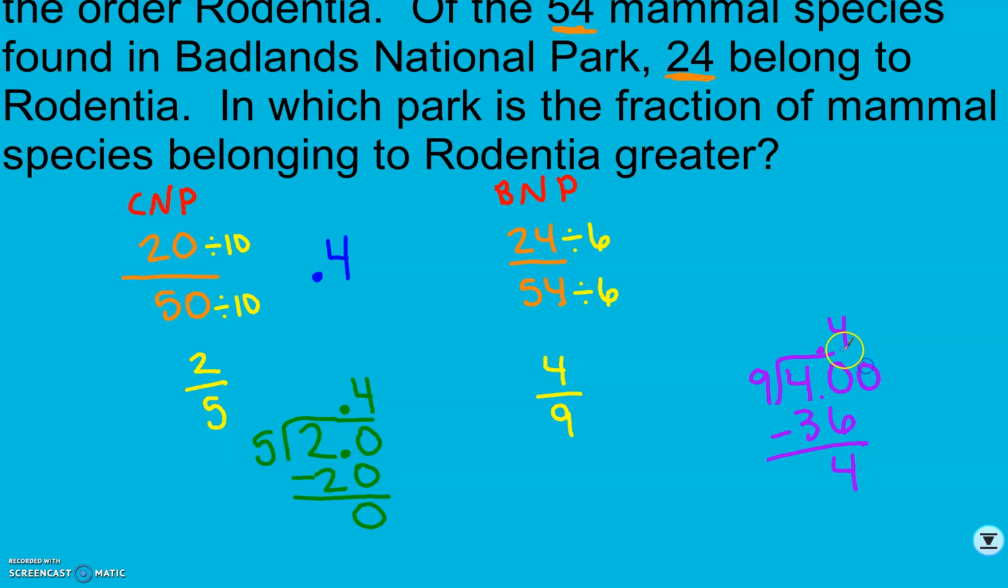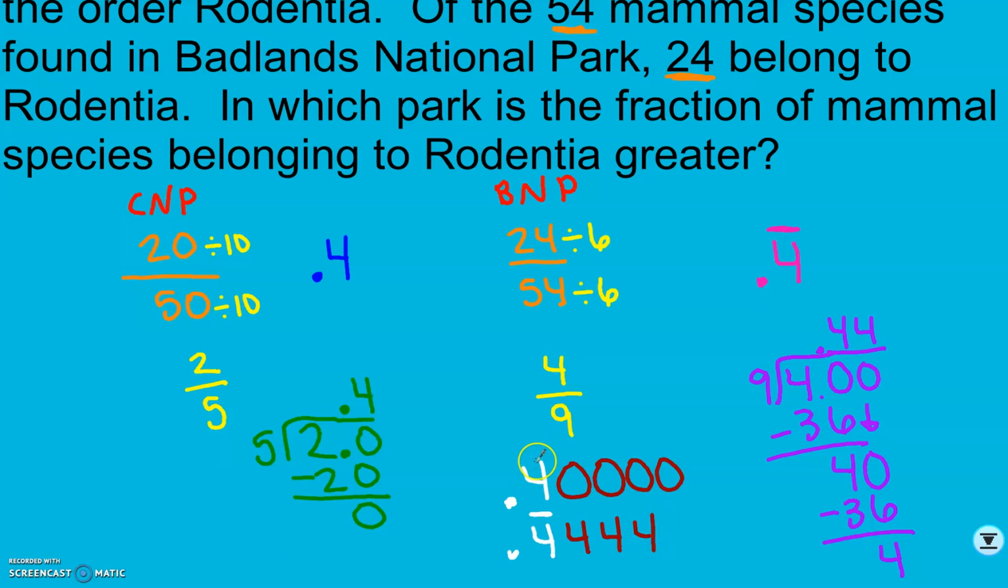9 doesn't go into 4, but if I add a 0 and drop it down, it goes into 40 4 times, which is 36, subtract, we get 4 again. So here, this is going to be a repeating decimal. It's going to be 0.4 repeating. So if we look, we want to know which one is greater. Well, when we compare these, I'm going to have 0.4 compared to 0.4 repeating. 0.4 means we have a 0 after, and 0.4 repeating means we have 4s after. So these are the same.